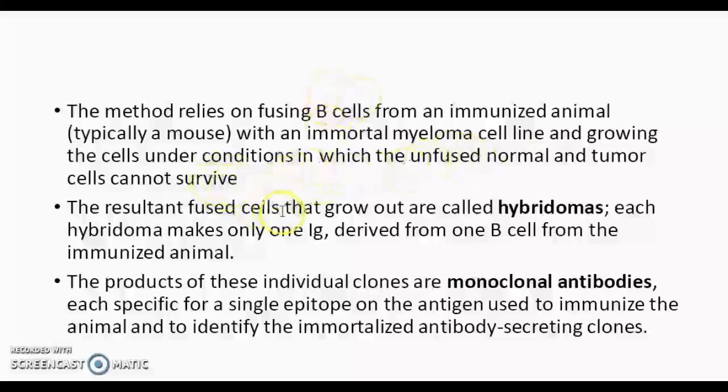The resultant fused cell of B cell from an immunized animal that grow out are called hybridomas, the fused cell between B cell and tumor cell. Each hybridoma makes only one immunoglobulin derived from one B cell from the immunized animal. The product of these individual clones are monoclonal antibody, each specific for a single epitope on the antigen used to immunize the animal and to identify the immortalized antibody secreting clones.